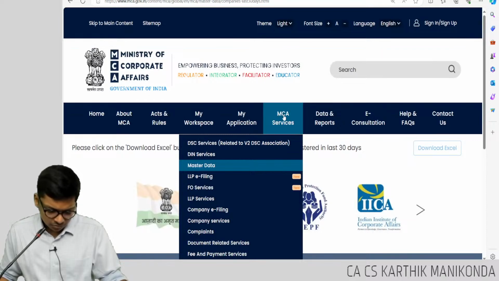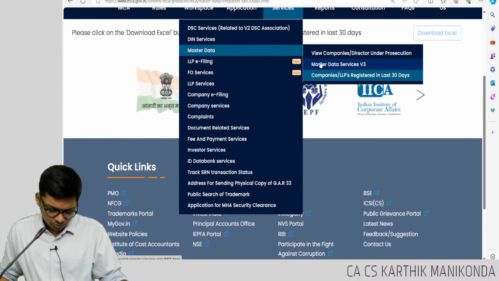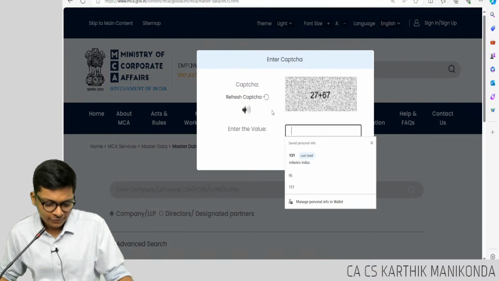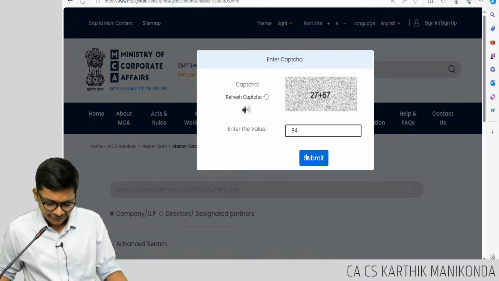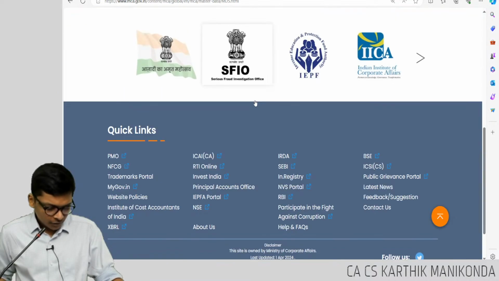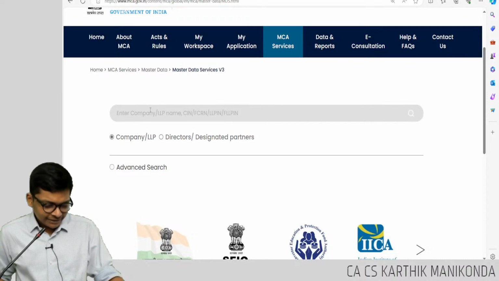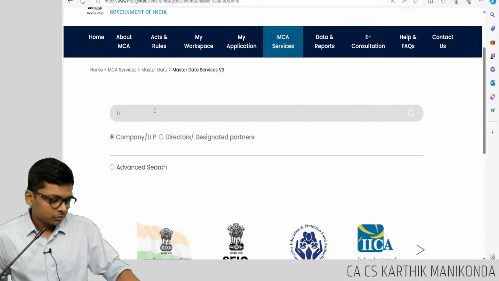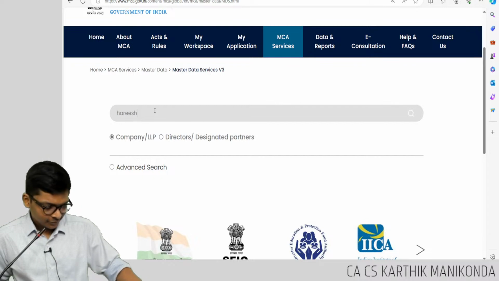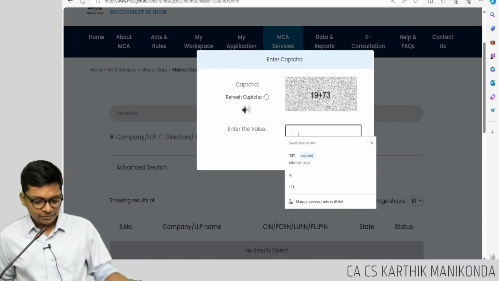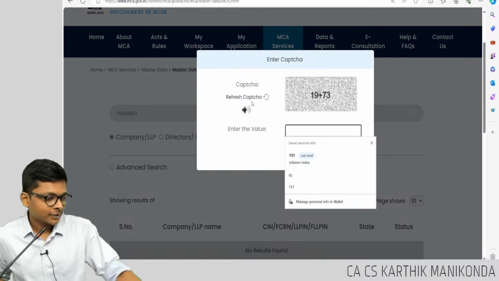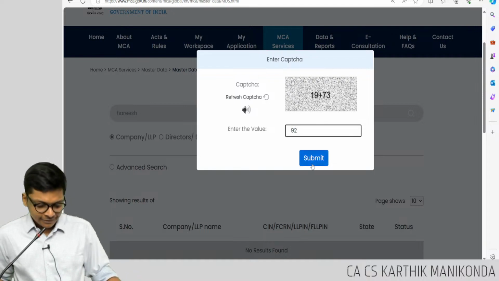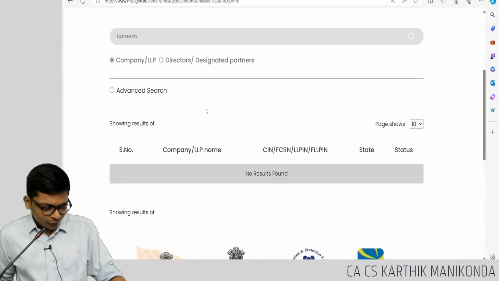Okay, now they are giving Excel. Answer, guys, come on. Fine. So now I can search. Yeah, we can search any company name. For example, let's search for Harish. If I search for Harish, okay, come on, answer, guys. In a bot, no results found in the name of Harish.